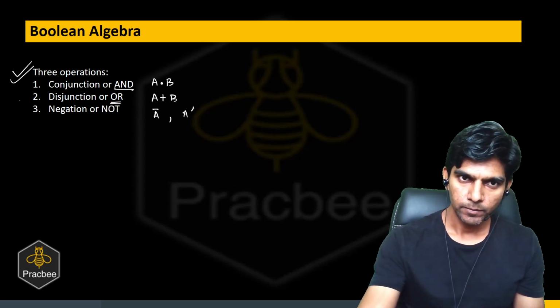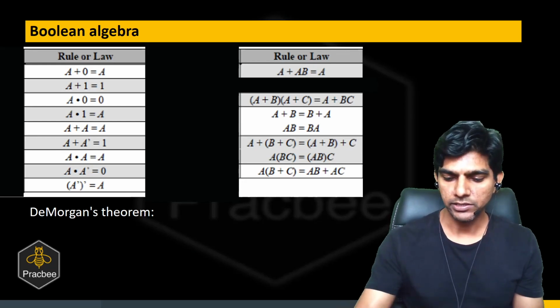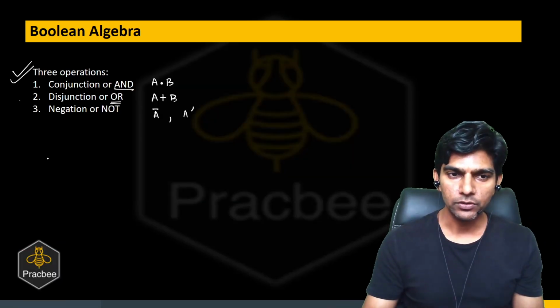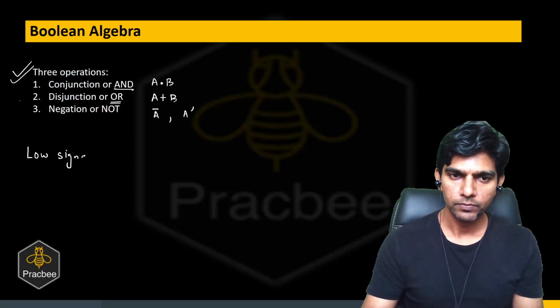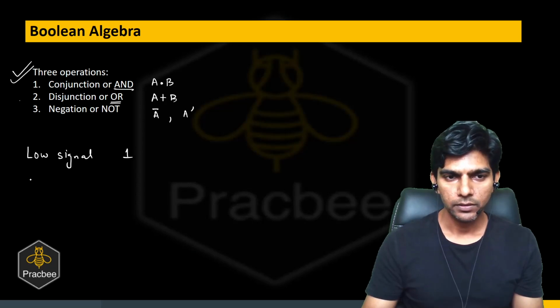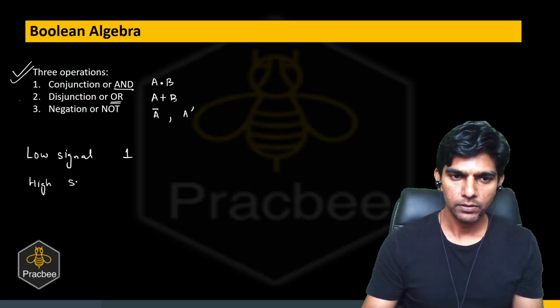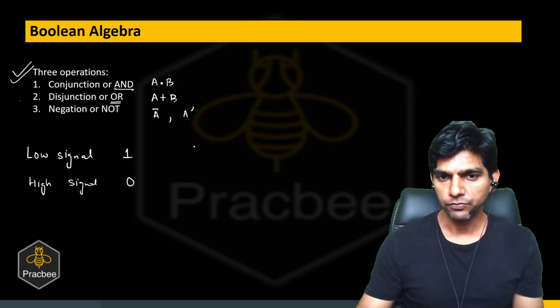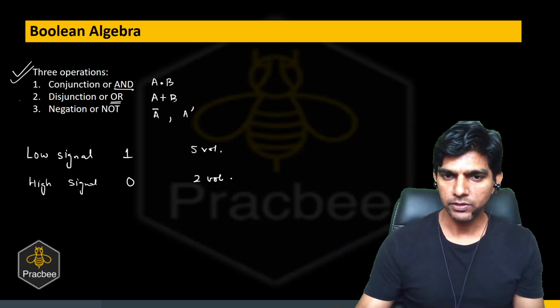Okay, so let us see what the rules for Boolean algebra are. Here we are talking about only discrete signals. So we are going to understand what a low signal is. Low signal is represented with 1, and high signal is represented with 0, right? So 1 and 0. Suppose we have 5 volts and, say, 2 volts, and only these two voltages are available, then we can say this one is low, this one is high.